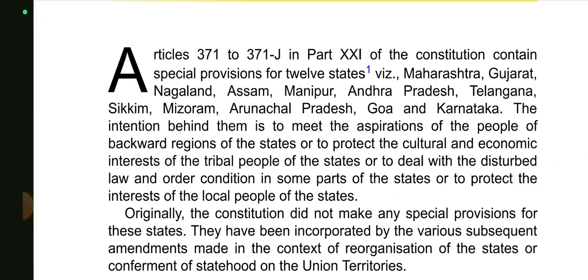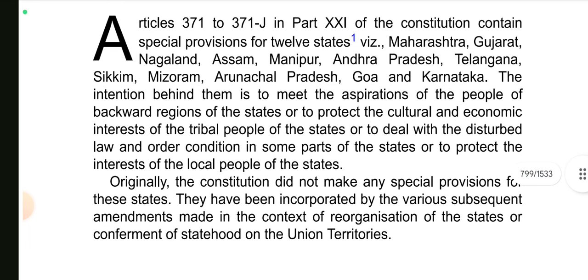Article 371 to 371J in Part 21 of the Constitution contains special provisions for 12 states: Maharashtra, Gujarat, Nagaland, Assam, Manipur, Andhra Pradesh, Telangana, Sikkim, Mizoram, Arunachal Pradesh, Goa and Karnataka. The intention behind them is to meet the aspirations of the people of backward regions of the states, or to protect the cultural and economic interest of the tribal people of the states, or to deal with the disturbed law and order condition in some parts of the states, or to protect the interest of the local people of the states.